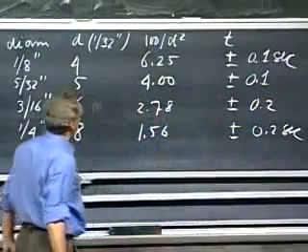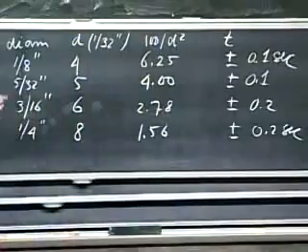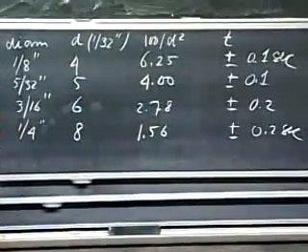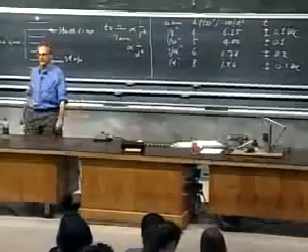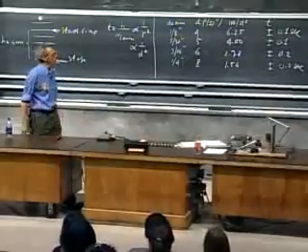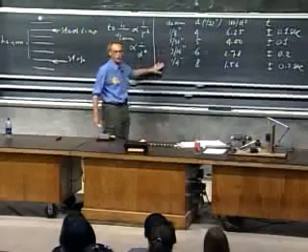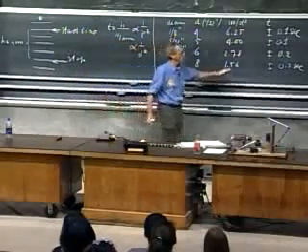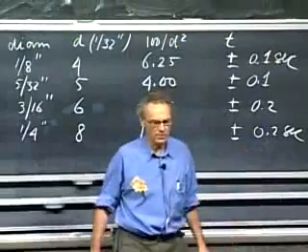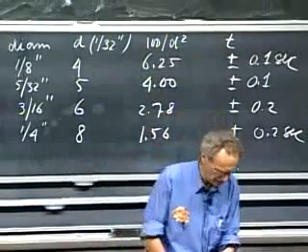You may ask me, why didn't you give us the error in the diameter, which ultimately of course translates into the error in the mass? The reason is that these are so precise, the way you buy them, that the uncertainty is completely negligible compared to the timing error that I make. So I won't even take that into account.